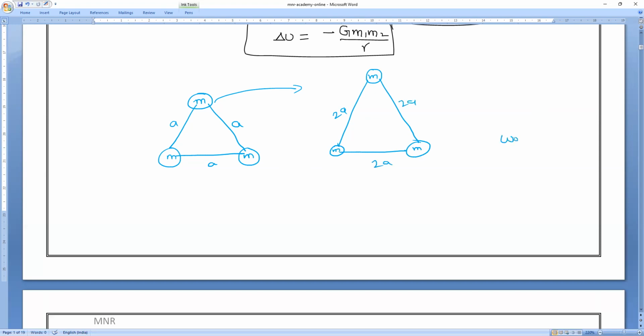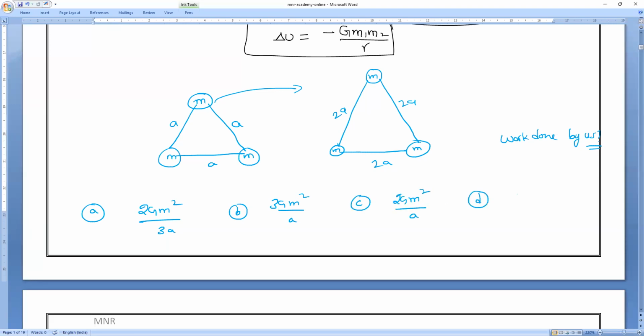So what is the work done by us in transferring the mass m from here to here? That is the question. Let us see how to solve it. Let me teach you, later you will understand. The options I am giving you: option A, 2Gm² divided by 3a. Option B, 3Gm² divided by a. Option C, 2Gm² divided by a. Option D, 3Gm² divided by 2a.